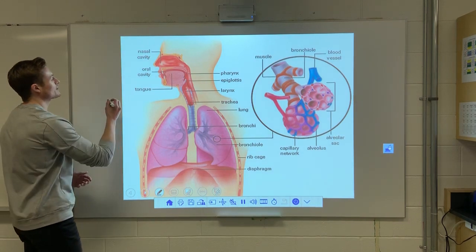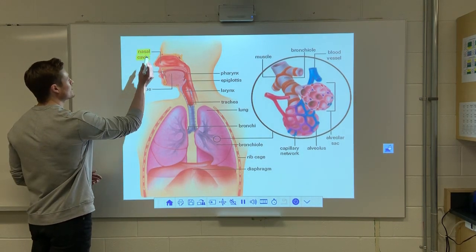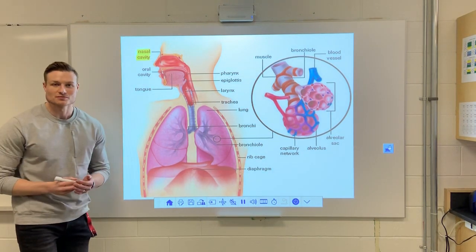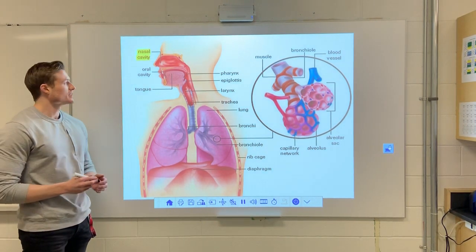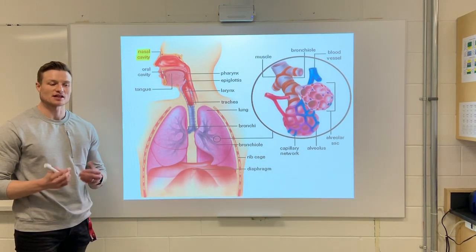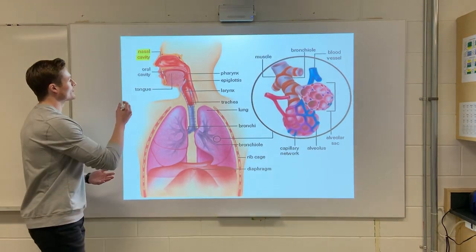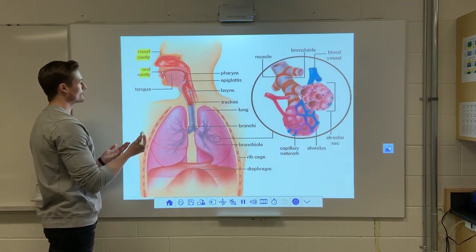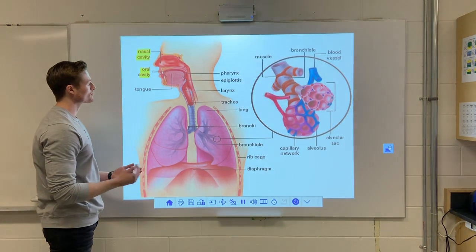the nasal cavity. The nasal cavity, you can think of as your nose, right? You can breathe in through your nose. It's lined with mucus and hairs, and we can breathe oxygen and air through our nose. We then, of course, have the oral cavity. So you can breathe through your nose as well as your mouth.